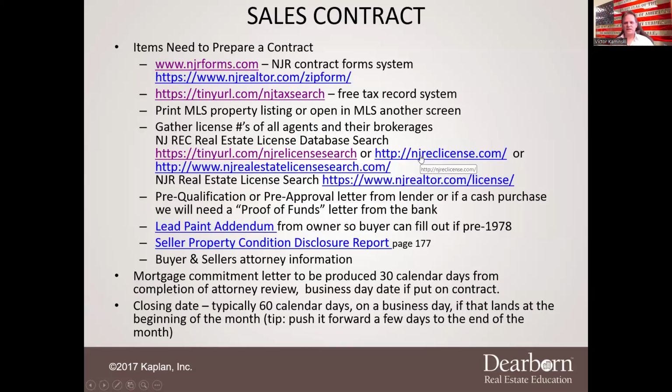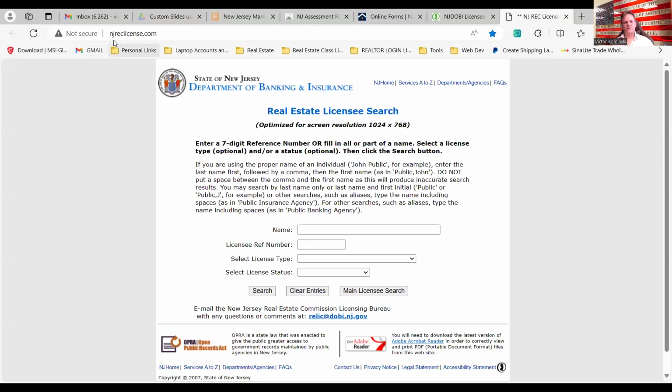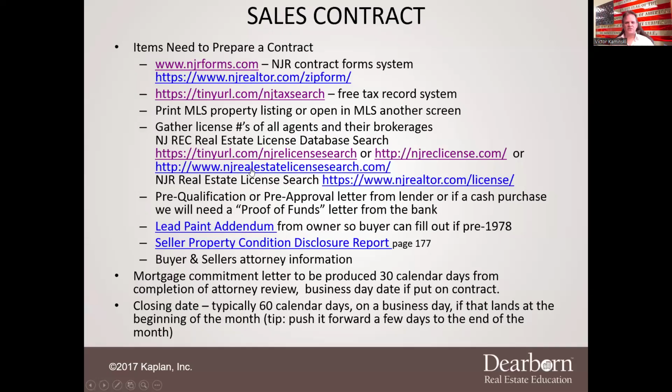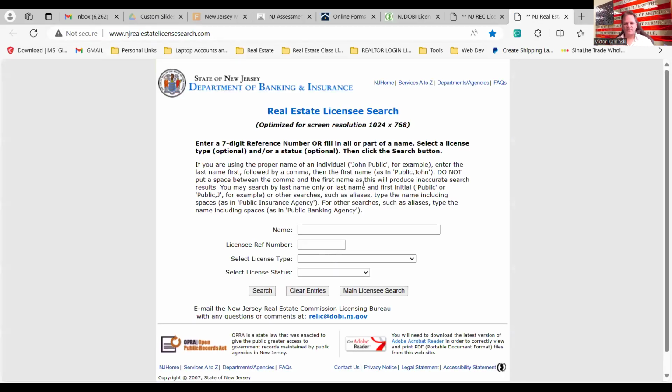Okay, and as you can see, this link that I have here, NJ Rec License, where does that take you? To the same place. As you can see here, it just forwards you to the same place. And I also have this link, NJ Real Estate License Search, which forwards you to the same place. So these are just domain names that I buy, and I just point them to certain areas because it makes it easier to find them and remember those links than the long links that the Real Estate Commission actually has here.